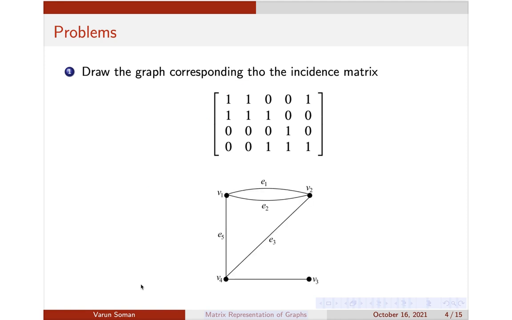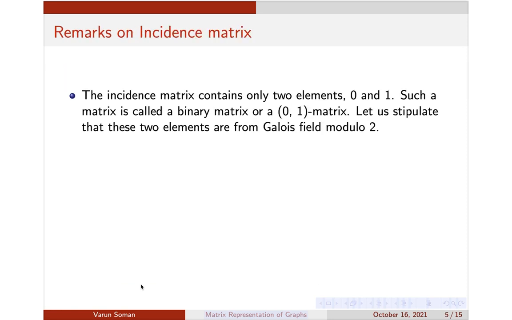Moving forward, let's make some observations here. You can see that an incidence matrix contains only 2 elements, 0 and 1, as I already told you. Such a matrix is called a 0, 1 matrix. Usually you will say that the entries of this matrix come from the Galois field modulo 2.